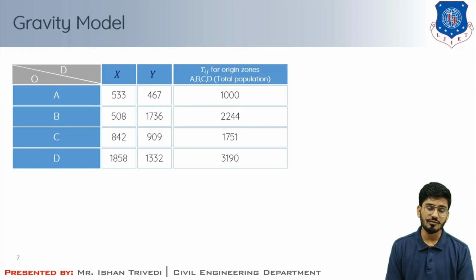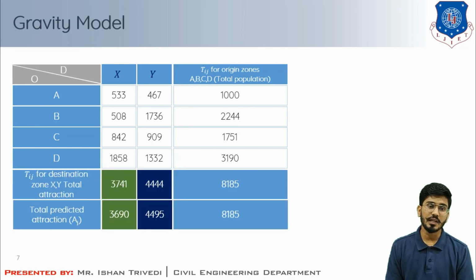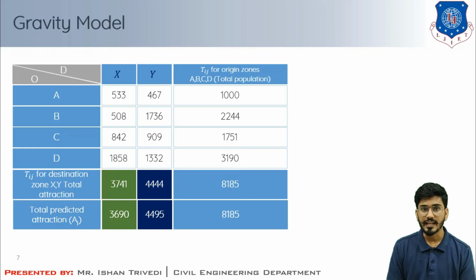Respectively, what we have achieved so far: there are two changes between B and C. Earlier it was 2245 and 1750, but there is a little bit of adjustment here, but the total summation of trip production will remain the same. And now if I go with the destination zone attraction, and put the X value calculation, then the summation is 3741, and for Y the attraction is 4444, and the summation of those attractions is again 8185.